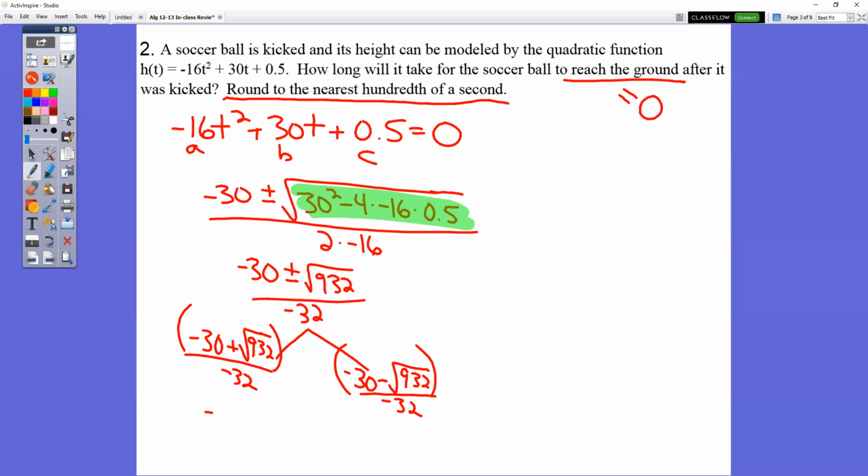So on this side, when you round to the nearest hundredth, you get negative 0.02 when you type it into the calculator. On this side, you get 1.89. Again, we are going to reject the negative time because you can't have negative time. So our answer would be 1.89 when you round to the nearest hundredth. Questions on this one? Take a look at number 3.